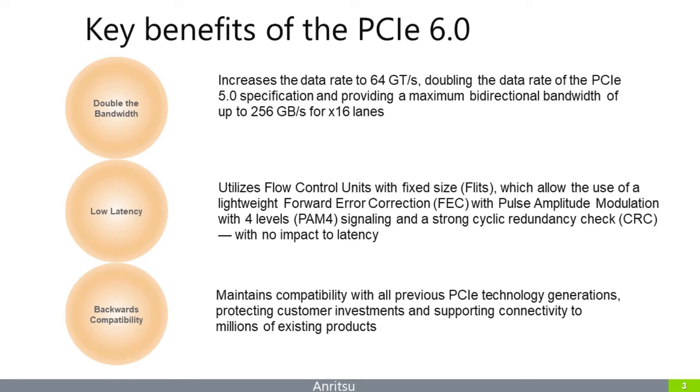I don't know why, but the PCIe SIG sometimes uses bits, sometimes bytes. So this generation 6 is 64 gigabits per second per lane. When you use 16 lanes, 64 times 16 will be about 1 terabit. But when you use bytes, that will be 128 gigabytes per second when you use 16 lanes, and bidirectional 256 gigabytes.